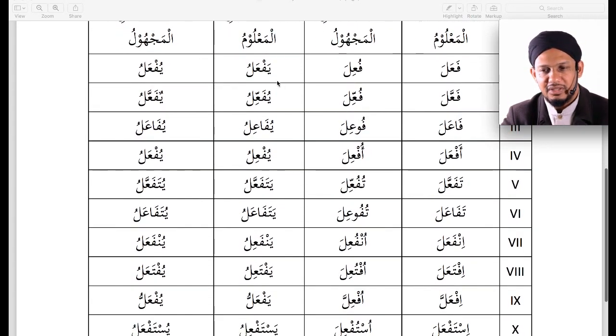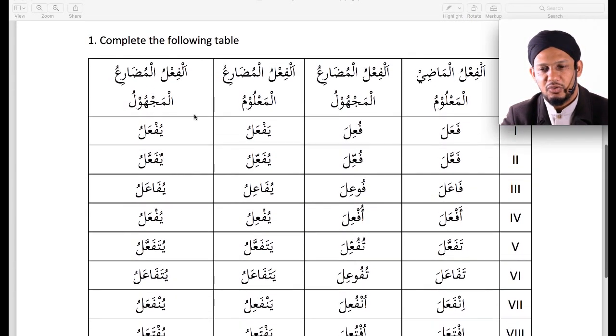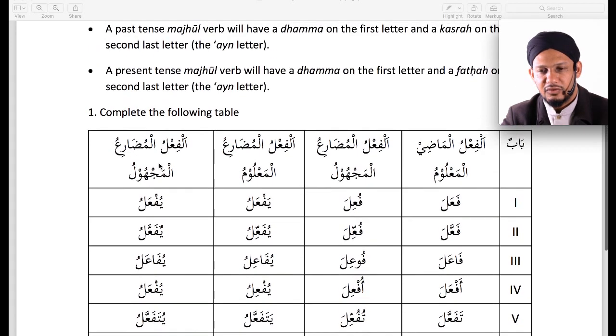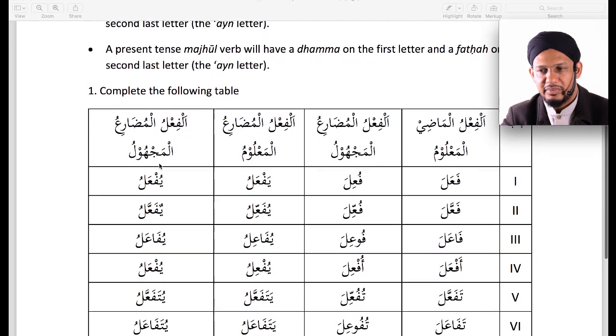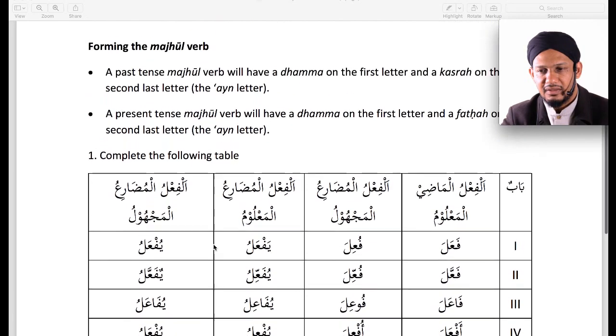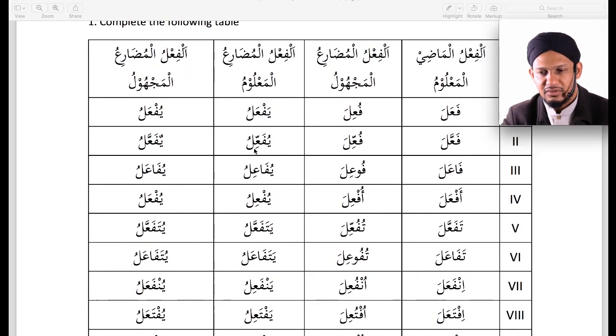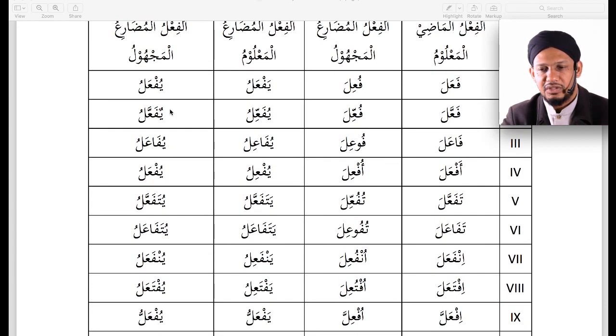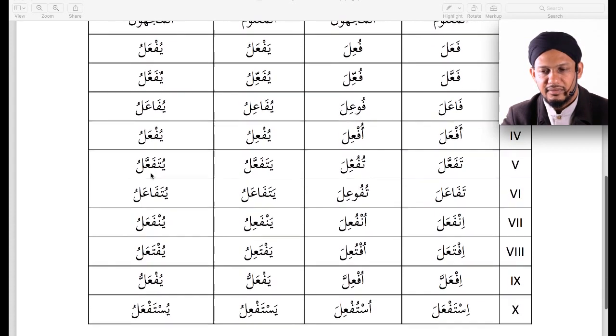Let's do the mudari quickly. Yaf'alu in the majhul form becomes yuf'alu. Yufa'ilu becomes yufa'alu. And the rule here was a dhamma on the first letter and a fatha on the ayn letter. So dhamma first letter, fatha ayn letter. Yufa'ilu, yufa'alu. So they're very close in the way they look. Yuf'ilu, yuf'alu. Dhamma first, ayn letter with the a.